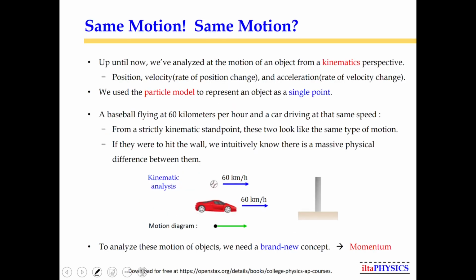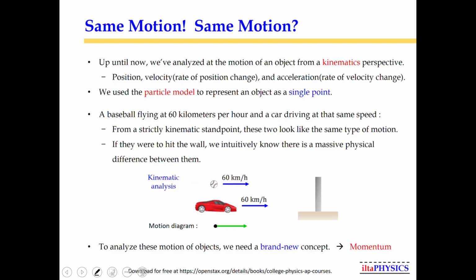Up until now, we have analyzed the motion of a single object from a kinematic perspective. Physical elements like position, velocity, and acceleration of a moving object were key to interpreting its motion, and we've been analyzing that motion by representing the object as a particle model. Let's think about the motion of a baseball flying at 60 kilometers per hour and a car driving at that same speed, as shown in the image below.